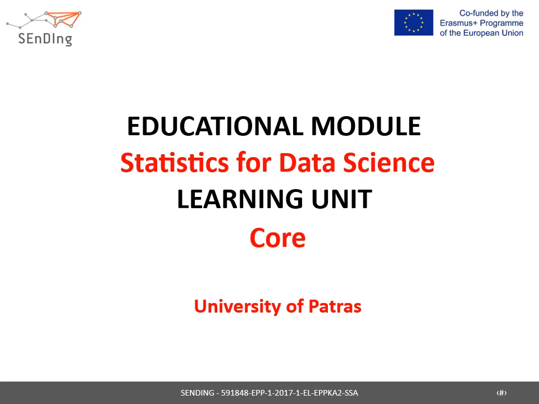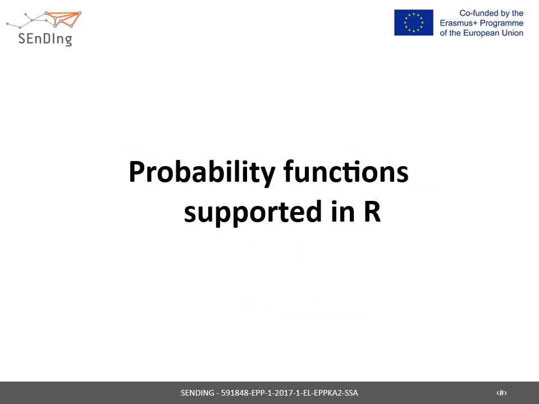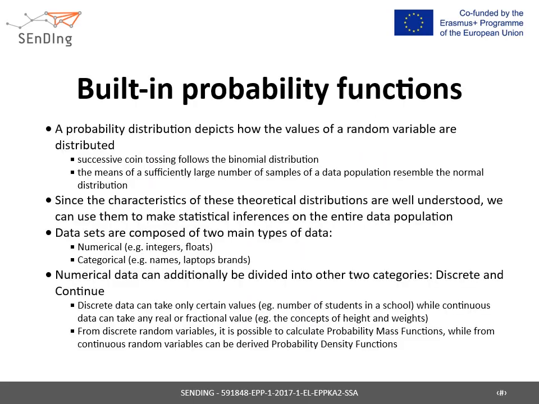Educational Module, Statistics for Data Science, Learning Unit, Core, Probability Functions supported in R. The probability distribution depicts how the values of a random variable are distributed. For example, if we examine the outcome of successive coin tossing, we see that they followed a binomial distribution.